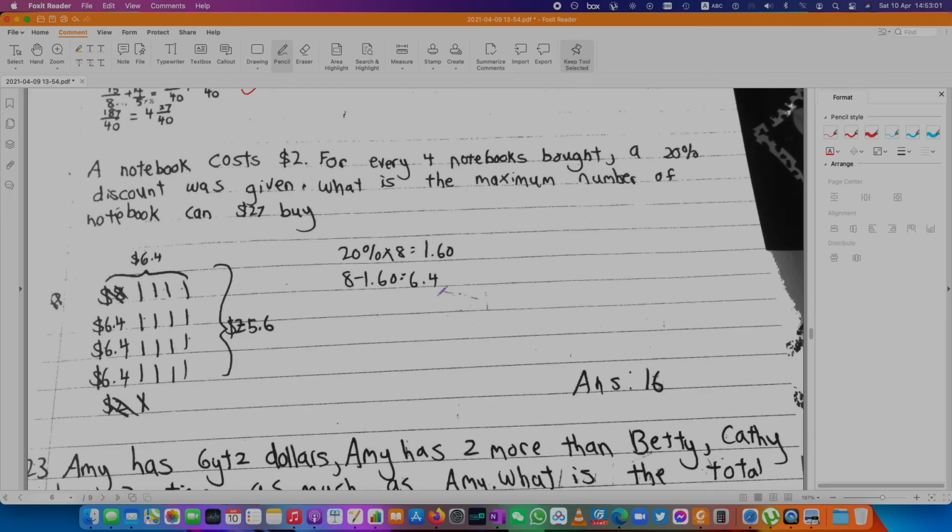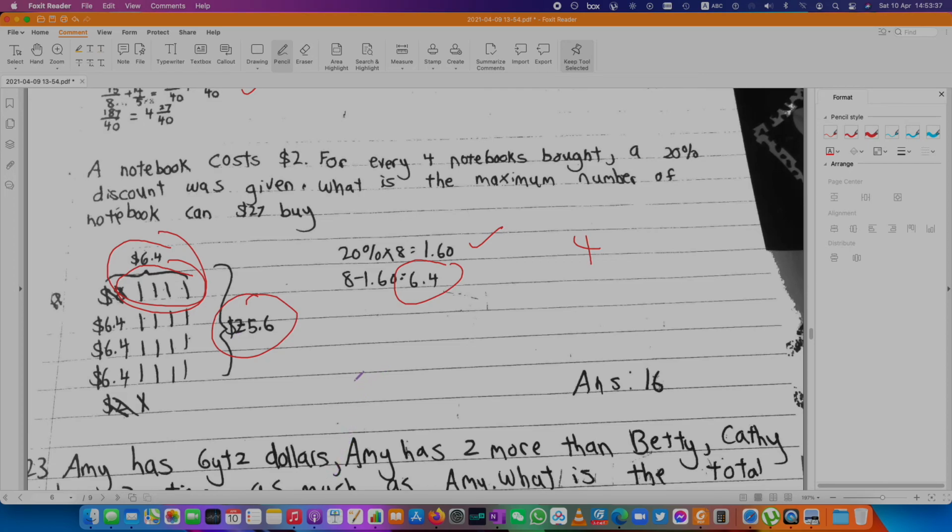Okay, next, this question. A notebook costs $2. And for every 4 notebooks bought, a 20% discount was given. So this question is slightly different. Instead of paying $8, you get 20% discount. 20% of 8 is 1.60, so you pay only $6.40. That means for every 4 books you pay only $6.40. So how many $6.40 can you have? 4 of them, right?